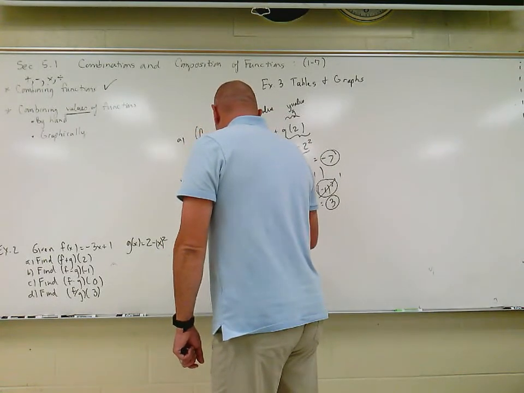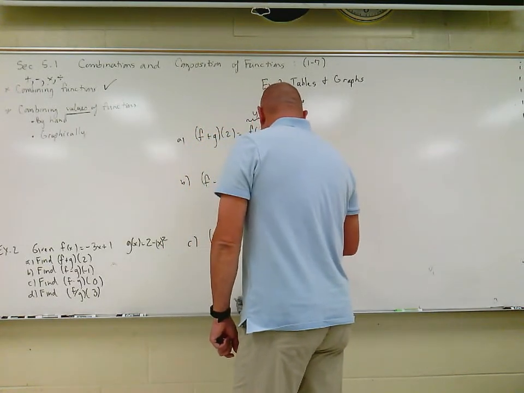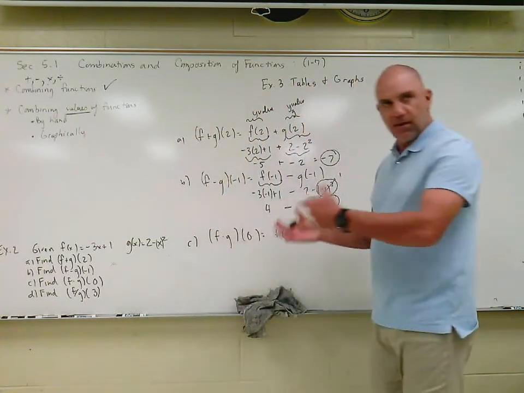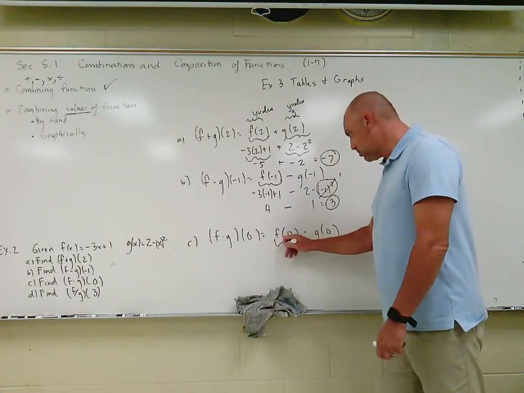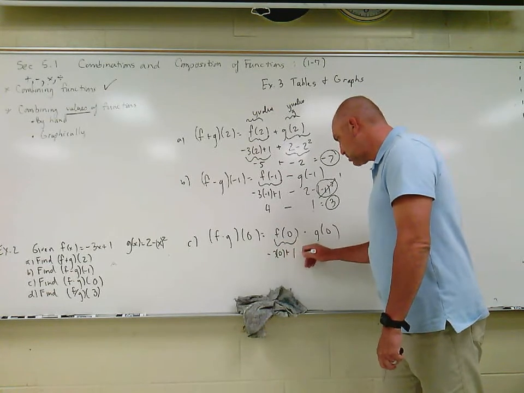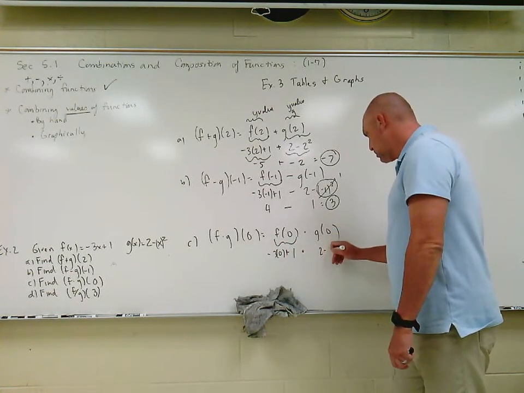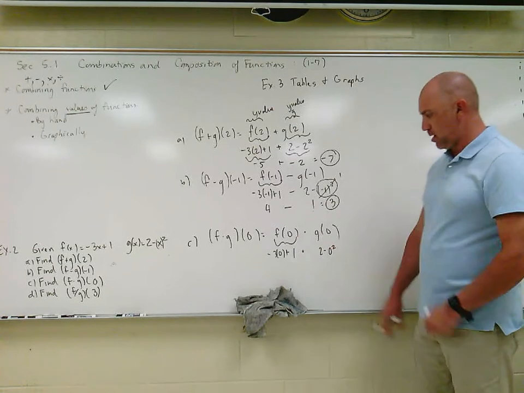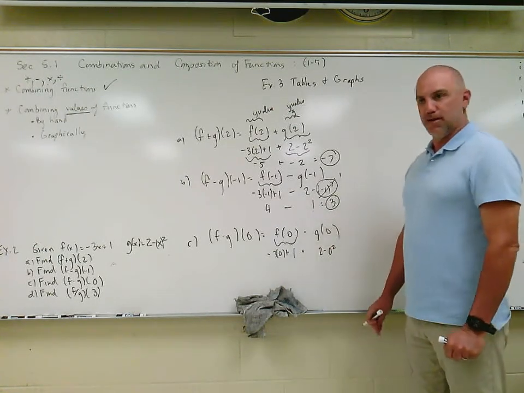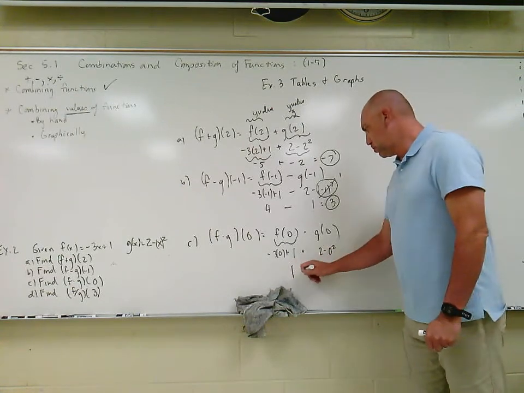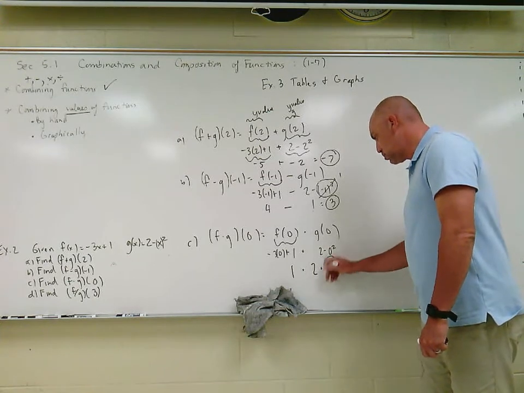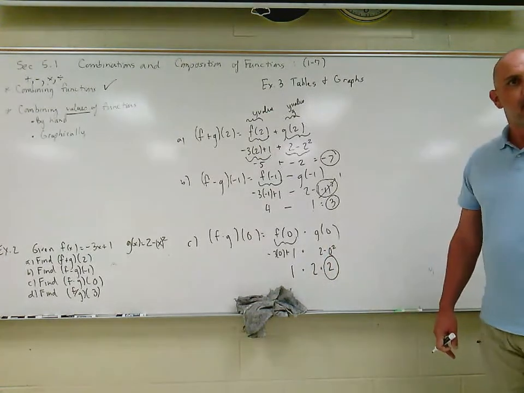So for the next one, f times g, I'm going to do f of 0 and then multiply it by g of 0. So I'm going to find each of those. So f of 0 means I plug a 0 into f, get that answer, times I plug a 0 into g, get that answer, and I'm going to multiply. So when I did f of 0, what do you get? 1. When you do g of 0, what do you get? 2. Multiply, you get 2. Okay?